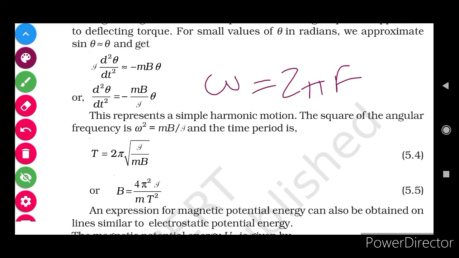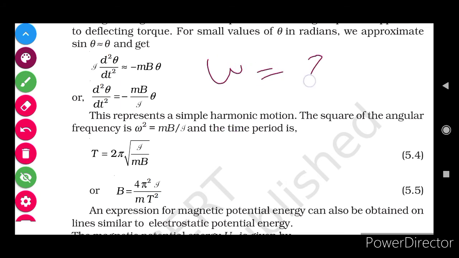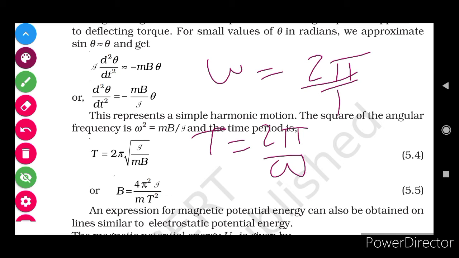Omega is 2 pi times frequency, or you can say 2 pi upon capital T, that is the time period. So what will the time period be? From this, omega is equal to 2 pi upon T, so capital T is 2 pi upon omega. If I put the value of omega, I'll get T equal to 2 pi, and because omega is in the denominator, it will be root of I upon mB.